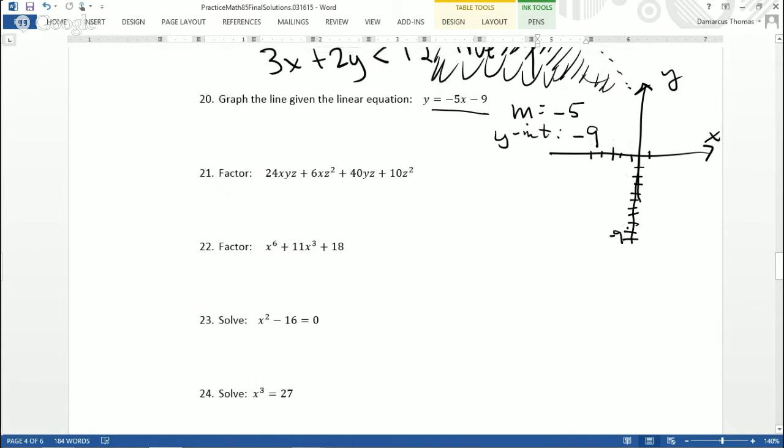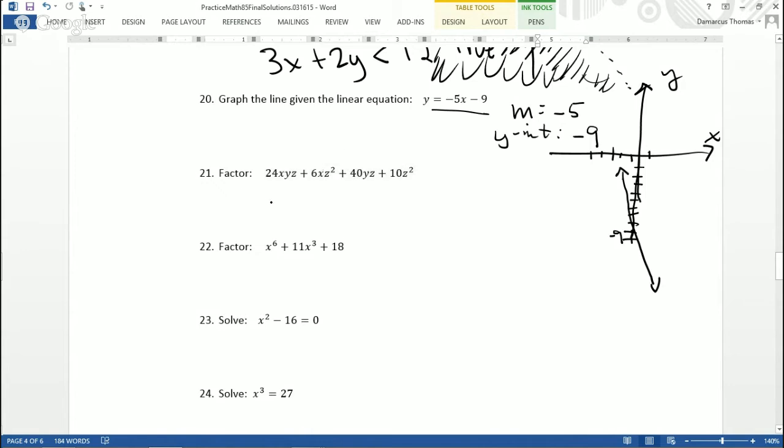And so the 2 points that I have, 1 point, and my next point would be up 5, 1, 2, and over 1 this way. And so my graph would look something like this. It's a rough sketch, but we made it.